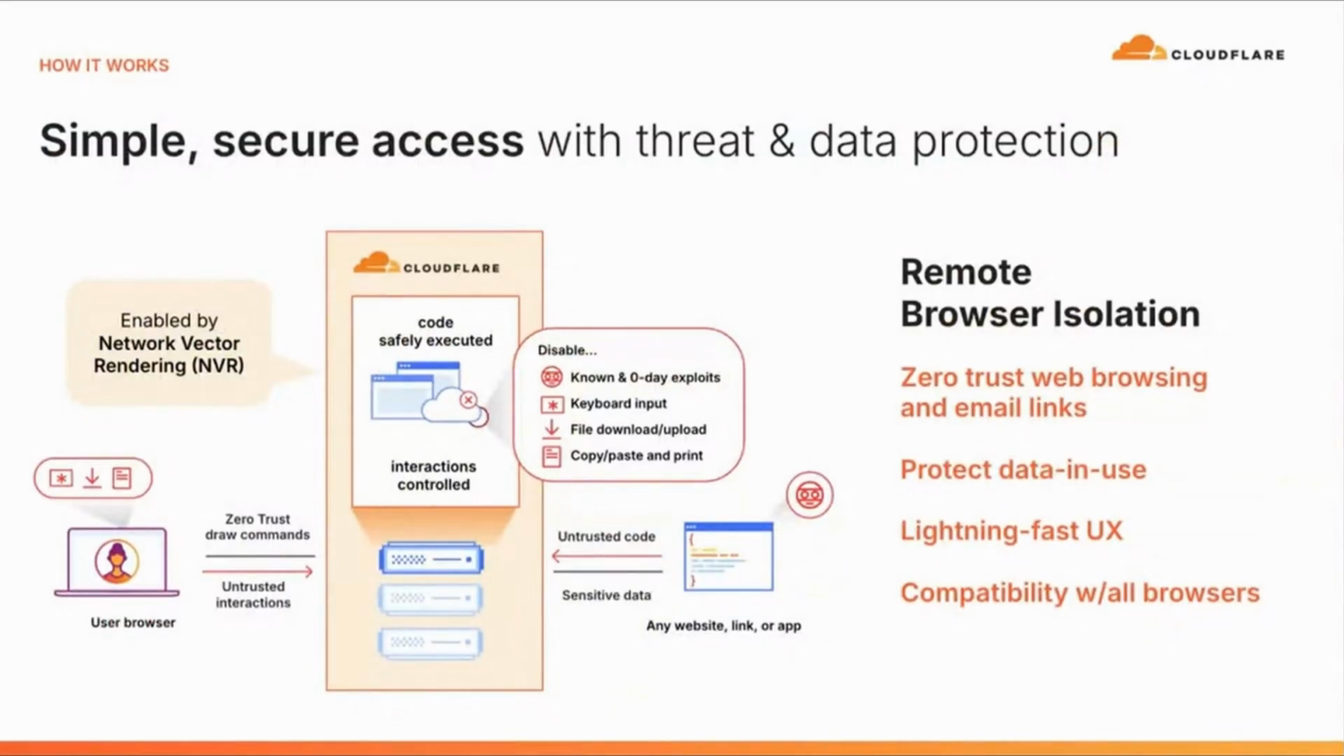RBI is a powerful way to secure web sessions by isolating browser activity from the endpoints, protecting users from web-based threats by isolating their browsing activity in a secure remote environment. Instead of loading the web content directly on the user's device, RBI executes all web sessions on the Cloudflare edge and renders it on the user's browser using our network vector rendering technology. The user interacts with a safe rendered version of the website, which ensures that malicious code such as malware, phishing attempts, and zero-day exploits are unable to contaminate the user environment and stay within the isolated environment.